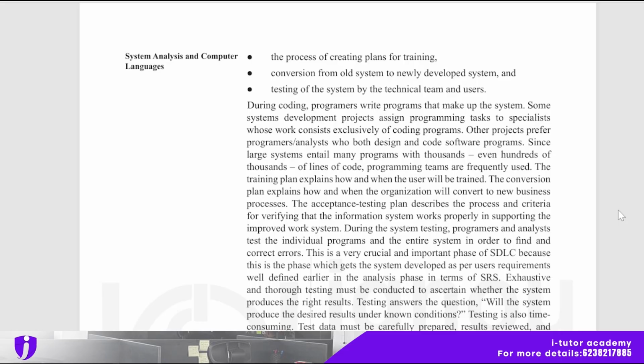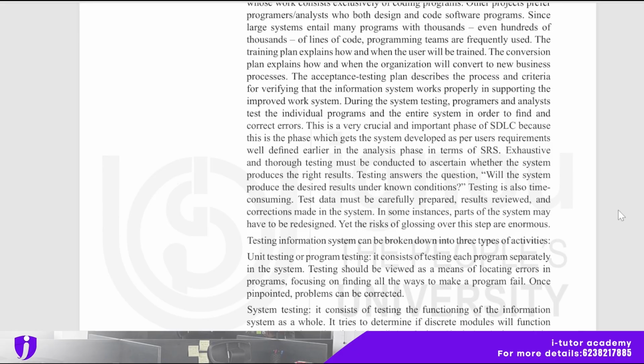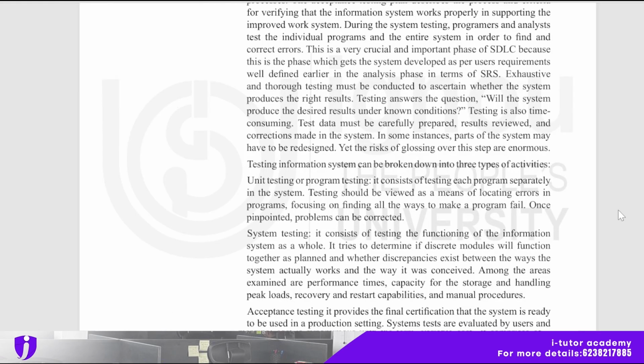The training plan explaining how and when the users will be trained. Testing an information system can be broken down into three phases of activities. Unit testing, or program testing, consists of testing each program separately in the system. Testing should be viewed as a means of locating errors in programs, focusing on finding all the ways to make a program fail, and once pinpointed, problems can be corrected. System testing consists of testing the functioning of the information system as a whole.